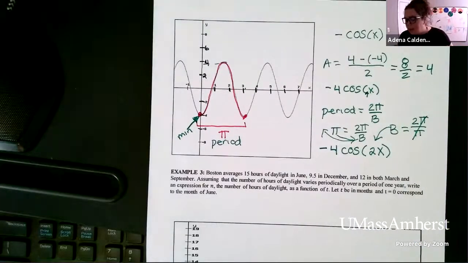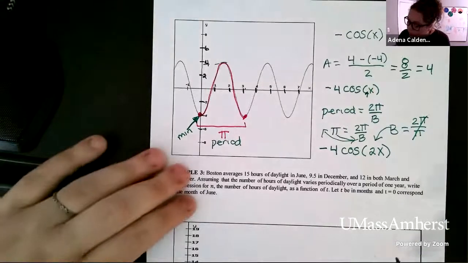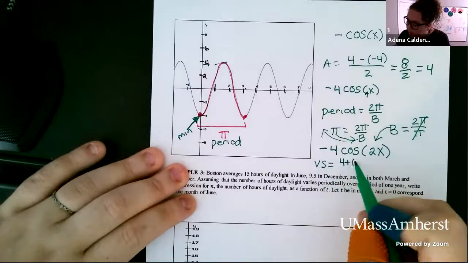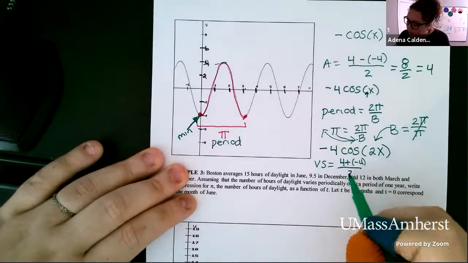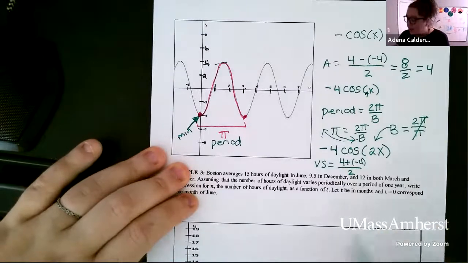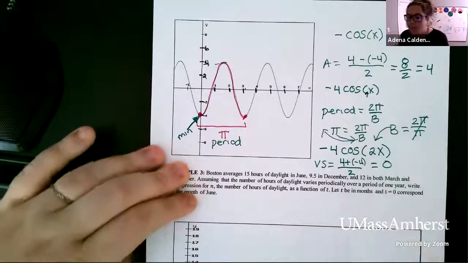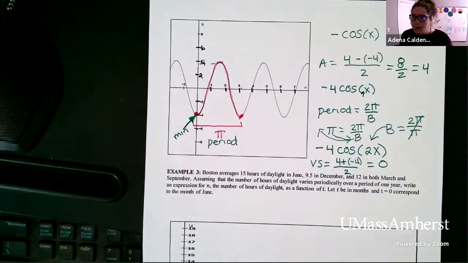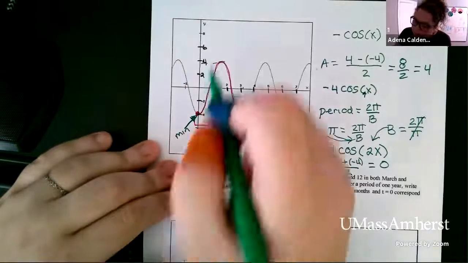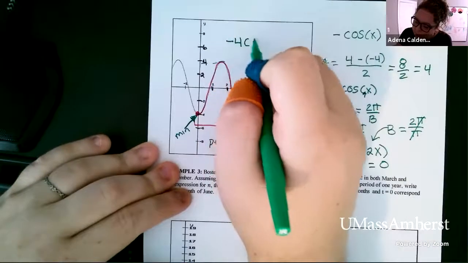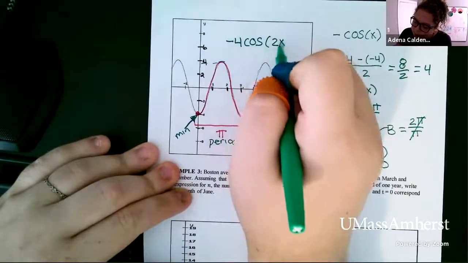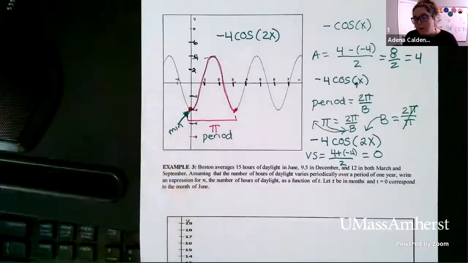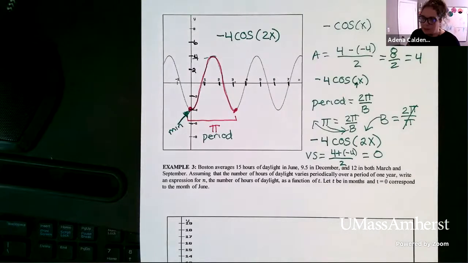The last thing I need to do is figure out if there's a shift. So for my vertical shift, I can do the max plus the min divided by 2. 4 plus -4 is 0. 0 divided by 2 is 0. So there's no vertical shift here, right? If you get 0, there's no shift. So my final function here is -4 cosine of 2x. And again, these always feel tricky at first, but they get easier with time.